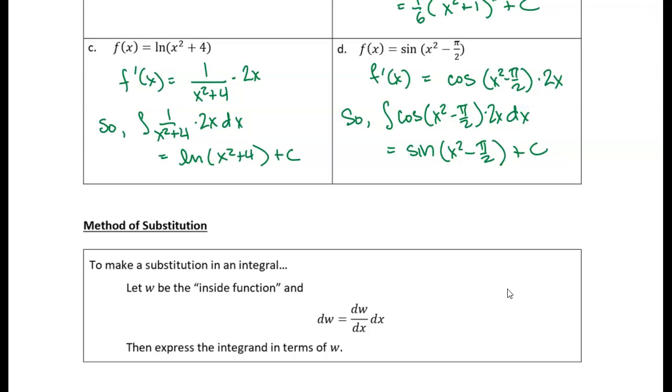So in general, there's something called the method of substitution. And what we're looking for is an inside function and an outside function. Now, I think I'm going to cover this in the next video, so I'll meet you there.